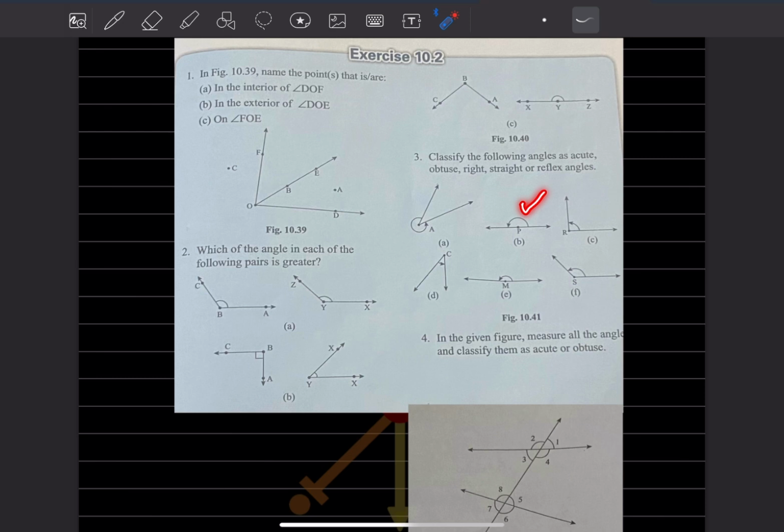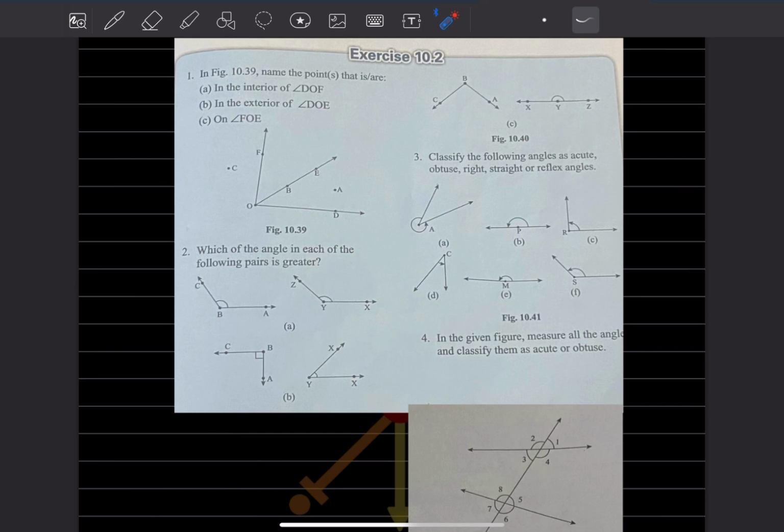Then this one is exactly 180, that is a straight angle. This is going to be 90 degrees, that is going to be a right angle. This inside angle is shown, which means it is less than 90 degrees, that is going to be an acute angle.